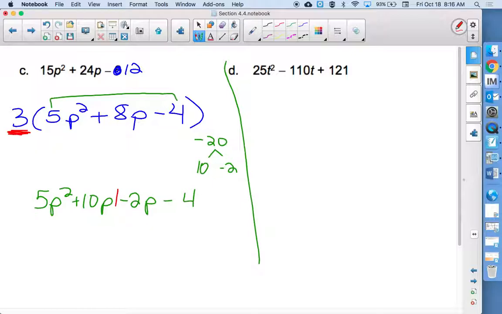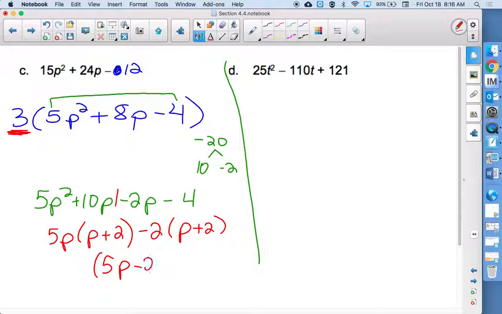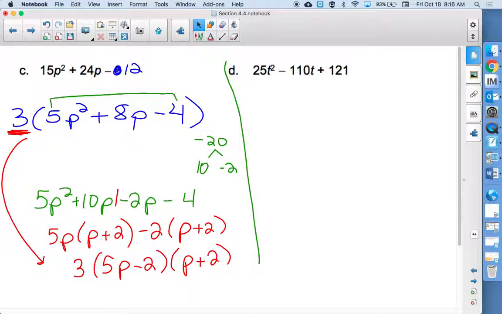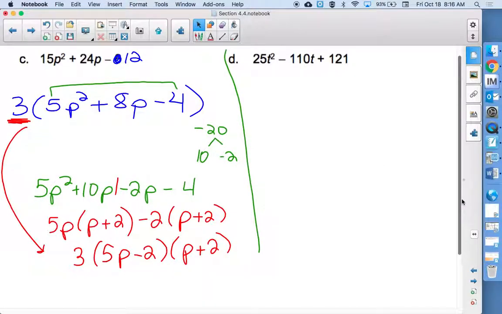Nick, what would you take out of the first pair? And that gives us p plus 2, the second pair. And that also is p plus 2. So Nina said, what about that 3? I write the 3 in front as part of my final answer. But I don't write it just so it doesn't get messed up with all the others. So don't forget the 3, and then 5p minus 2 times p plus 2.